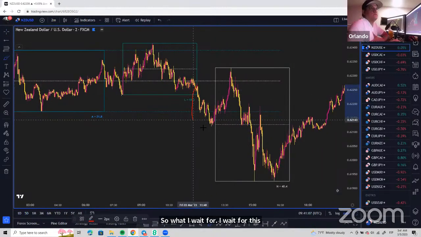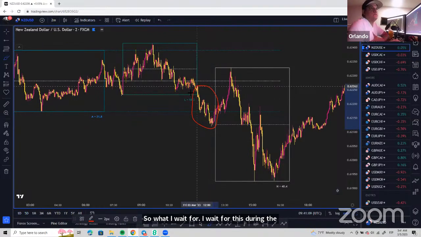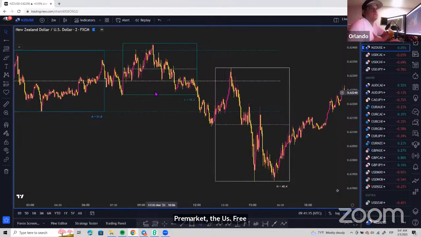During the US pre-market action, price broke with the London session lows and broke with the Asian session lows. To me, this flags a bearish continuation.